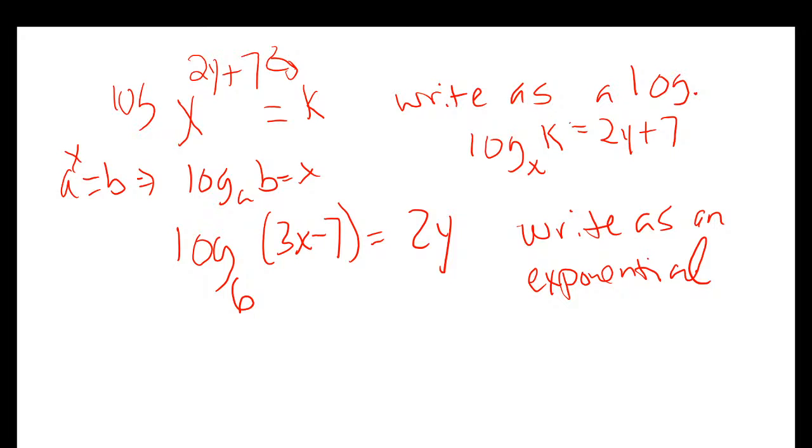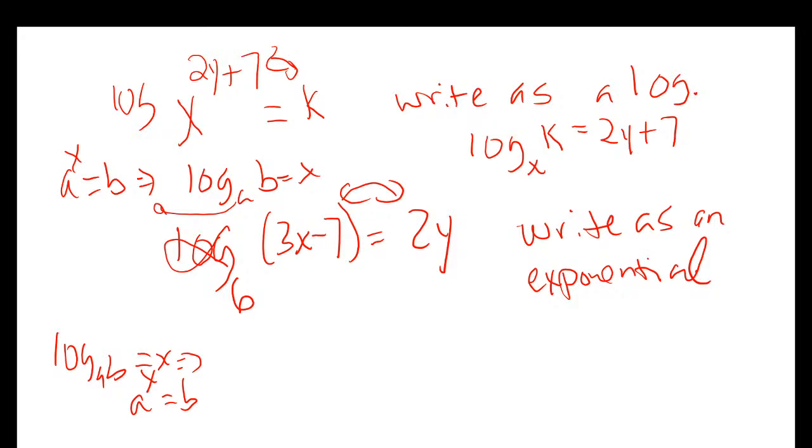All right. Now, how do you get from a logarithm to an exponential? Remember that log base a b equals x is the same thing as a raised to the x equals b. That's just undoing this property from earlier. How do you do it? You drop off the log, then you swap these two. So 6 to the 2y equals 3x minus 7. Any questions on that?